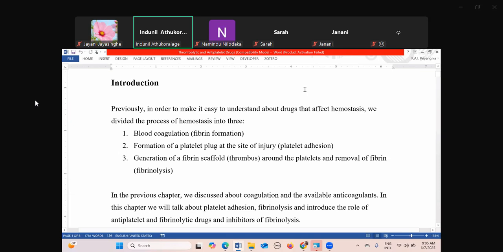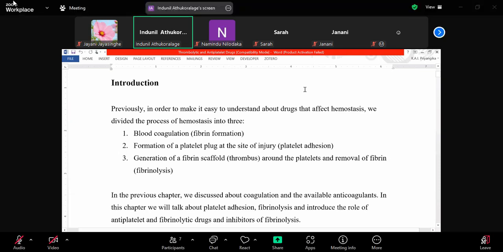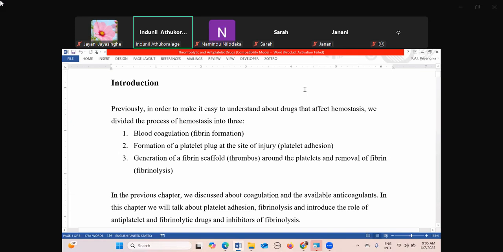So we divided it into three parts. One is blood coagulation, where certain coagulation factors are involved, and then fibrin formation will happen. And the next is the platelet plug at the site of injury to block the bleeding. And this generation of fibrin scaffold or the thrombus, making the fibrin around the platelet. And after a certain period, when bleeding is stopped, there is removal of fibrin, which is known as fibrinolysis.